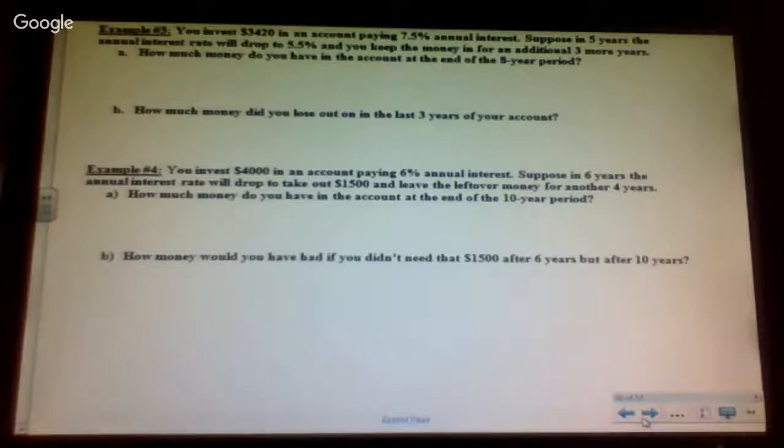Because after 5 years, my interest rate changes. So I have to do it with 5 years at this rate and then the extra 3 at that rate. We're going to deal with 2 different equations and then add them together. So I've got $3,420 invested, times 1 plus my first annual interest rate, 0.075, and I'm doing this for 5 years. That takes care of the first 5 years.